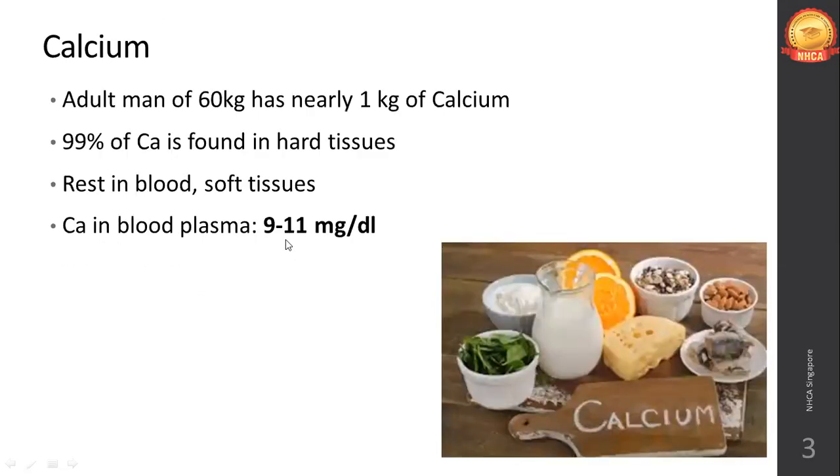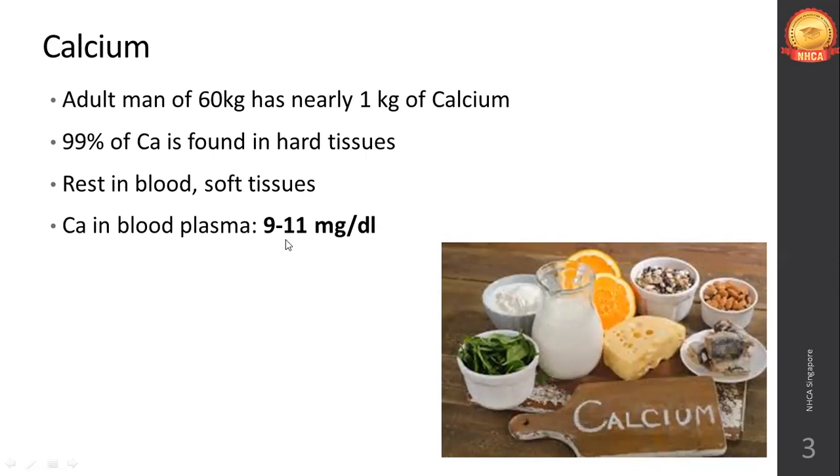The first macromineral we'll discuss is calcium. Calcium is one of the major elements in your body. An adult man who is around 60 kg has around 1 kg of calcium in their skeletal as well as soft tissues. Even soft tissues of your body have calcium. It's not just in your bones and teeth. Calcium ions also keep circulating in your blood.